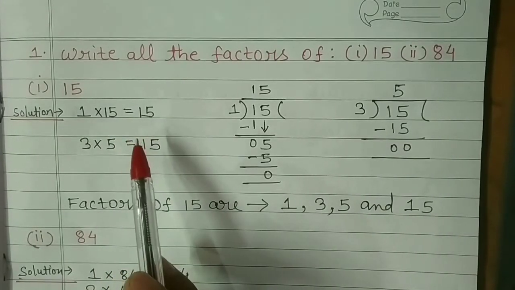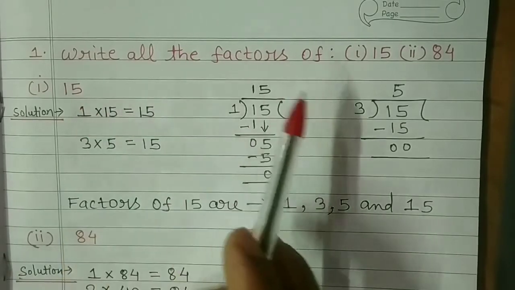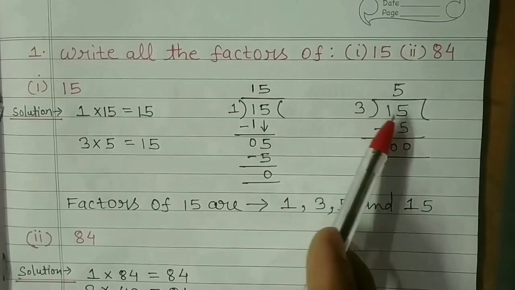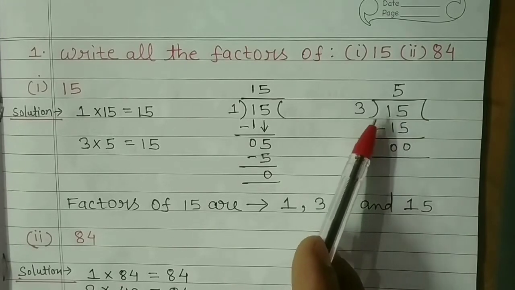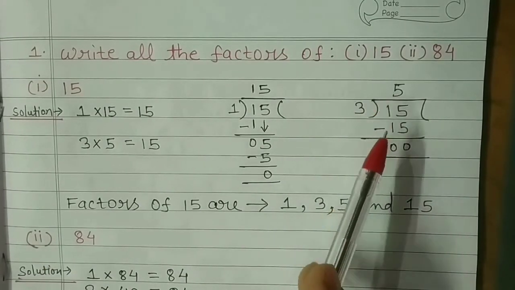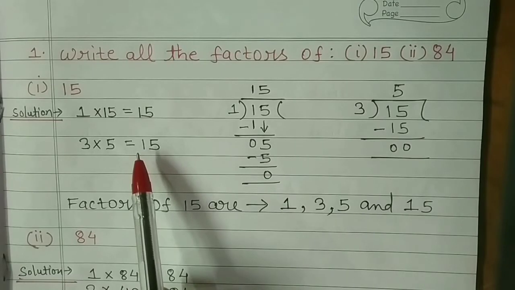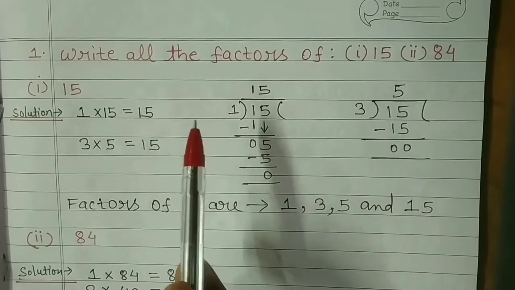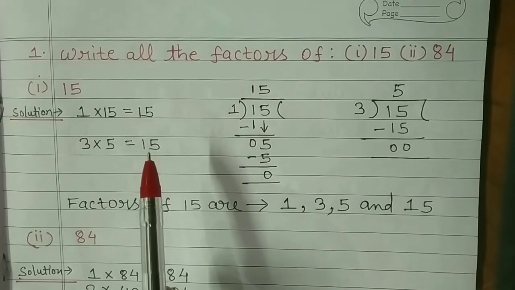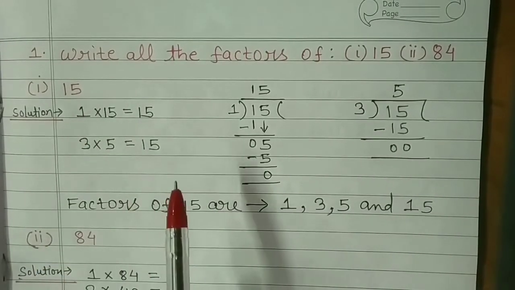Now, after the number 1, the next number that will divide this number 15 completely is 3. As you can see here, 3 fives are 15. So here 3 divides this number 15 completely. So 3 is also a factor of 15. So here we can write 3 into 5 equal to 15. Now, after this number 3, the next number that will divide this 15 completely is number 5. You can check by yourself.